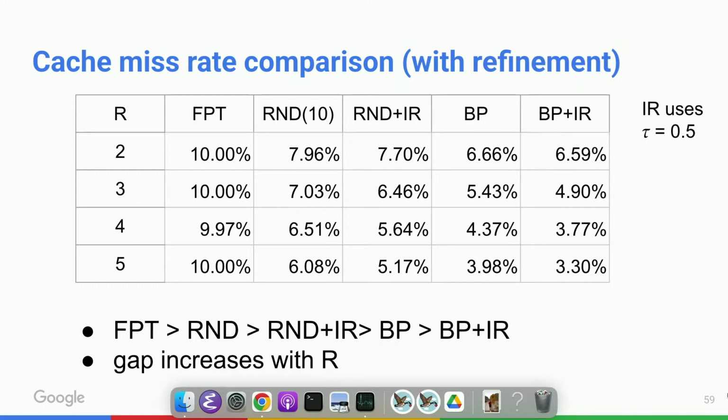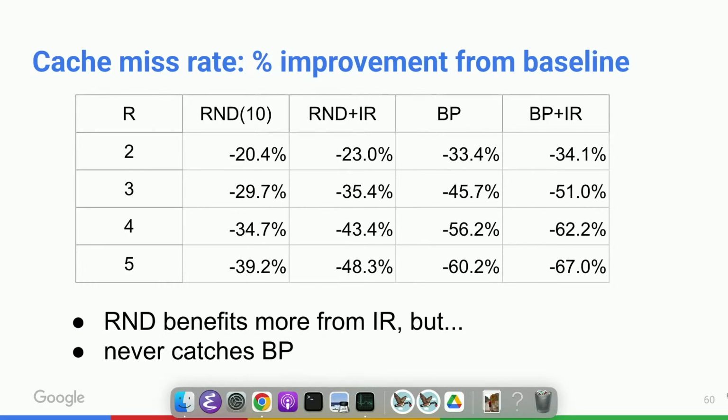Now let's add in this iterative refinement that we showed before. Again, this is easier to do in percentage terms. So if you look at random, it gets a little bit better with iterative refinement, but still not as good as the starting point for balanced partitioning. So that's interesting.